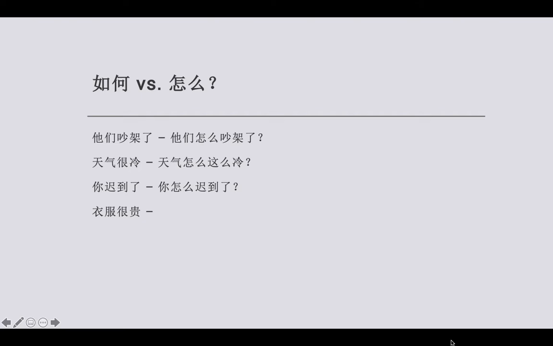The final one. 衣服很贵。Think about the second sentence we used. How to put 很 in the interrogative way. Yeah. 衣服怎么这么贵？Why are the clothes so expensive?